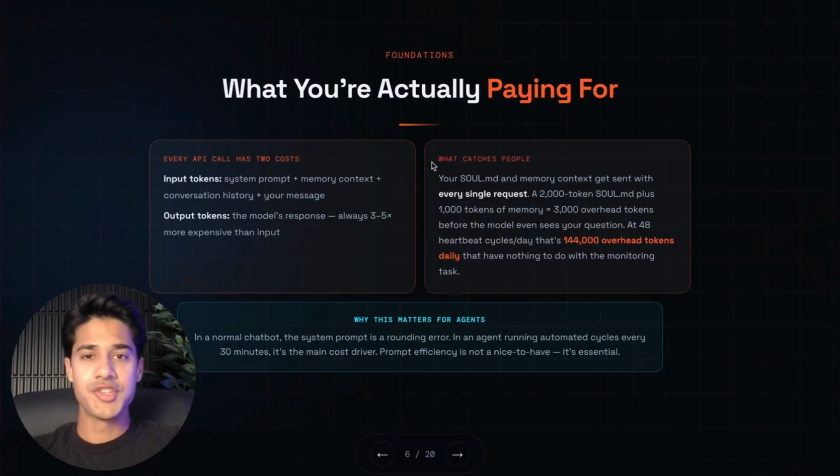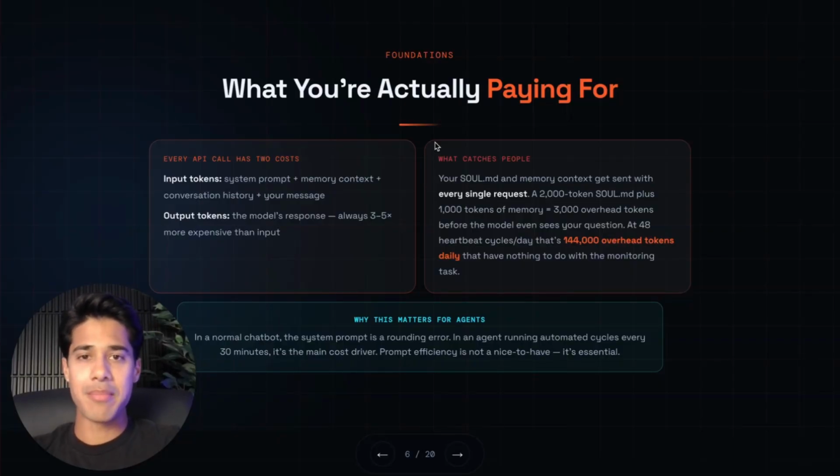Before we optimize, you need to understand what you're actually paying for, because tokens are an abstraction that hides important details. Every API call has 2 costs. The input tokens are what you send, so that's your system prompt, the conversation history, any memory context, and your actual message. The output tokens are what your model gets back. Output tokens are always more expensive, typically 3 to 5 times the input price.